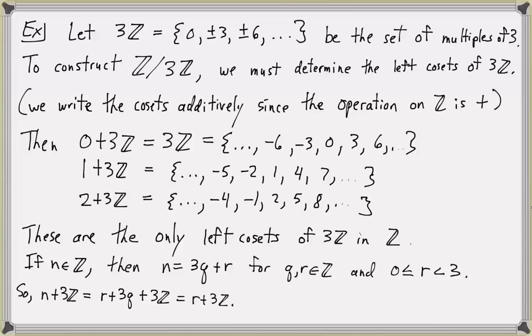So thus, the integers over 3Z, the set of all left cosets, is a group. And we can write this as 0 plus 3Z, 1 plus 3Z, and 2 plus 3Z. So this matches up with our original notation for the set of integers mod 3. When we said that every element of the integers mod 3 is actually an equivalence class of the equivalence relation congruent to mod 3.